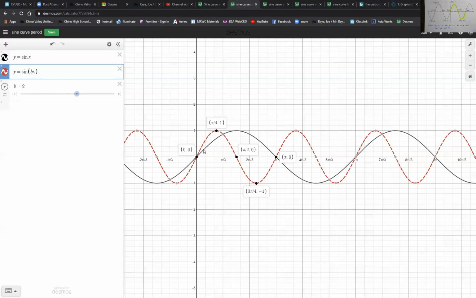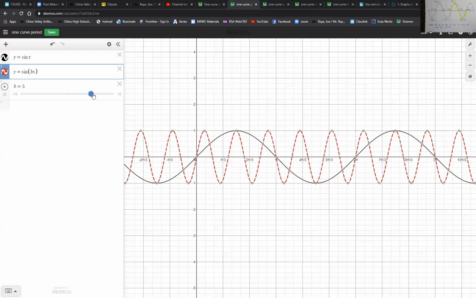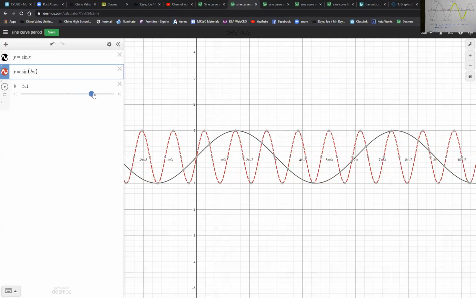The period's pi. How long does it take for this graph to do one complete cycle? Here is where it starts to repeat. Here you're going up to the maximum again. It takes pi. Now the period is pi. So it shrunk. Okay. So that's what the b term does. The b term makes it grow or shrink based on what you're looking at.